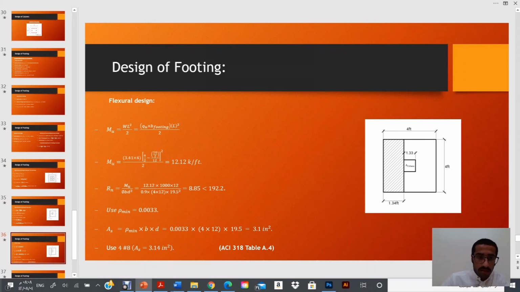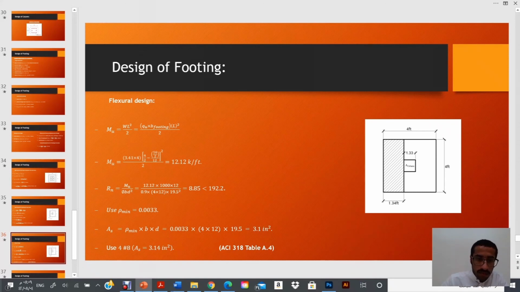And flexural design: we can calculate the maximum bending moment, which is at the face of the column, by assuming it is a cantilever beam. We can use this equation: Mu equals wl squared divided by 2. W equals qu multiplied by the width of the footing, and l is the length from the face of the column to the end of the footing, divided by 2, which equals 12.12 kip-feet per foot.